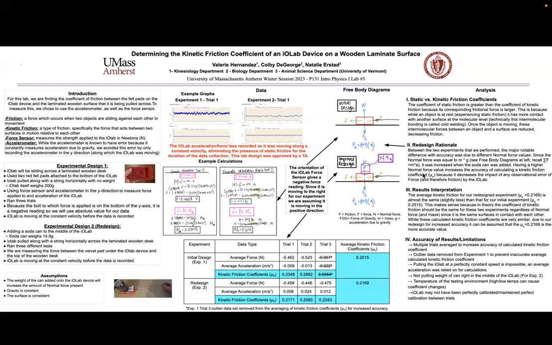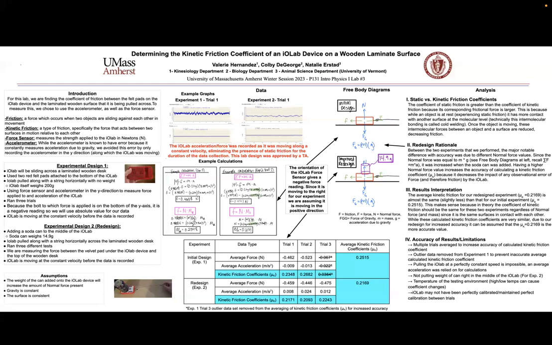So that makes sense. For our redesign, the reason why we added weight was essentially to increase the normal force present. Using the sum of the forces equals ma, you can tell that the normal force is equal to the force of gravity. So for these 2 diagrams, you can see that the force of gravity will be larger on the redesign due to this 14.9 gram soda can. Having a higher normal force increases the accuracy when you calculate a kinetic friction coefficient because it decreases the impact of any observational error of the force, and therefore the friction, again sum of the forces equal to ma, by the iOLab.